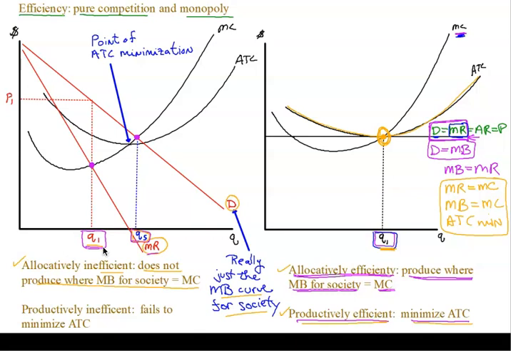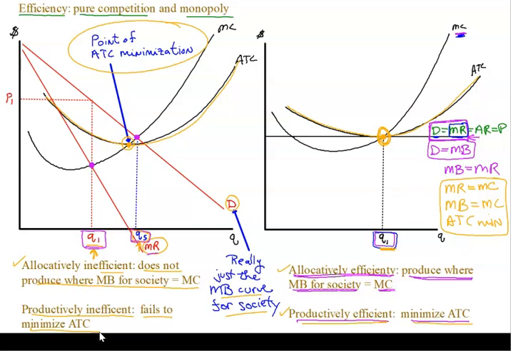The firm will also be productively inefficient. Why? Well, here's the average total cost curve. And as I say up here, the point of average total cost minimization will be right here. That's where the average total cost curve is minimized, but that's not where the firm produces. The firm produces here at Q1. Society wants to be at QS, but the firm won't produce there. They'll produce at Q1. And the firm will fail to produce at a point that minimizes average total cost, because that would be right here where average total costs are minimized. And so they will be productively inefficient. They will fail to minimize the average total cost.